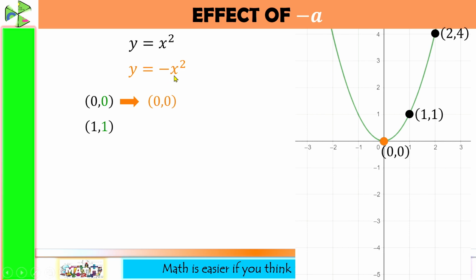1 multiplied by negative 1 will give us negative 1. So the new graph will pass through 1, negative 1. Let us plot 1, negative 1. Our next point is 2, 4.